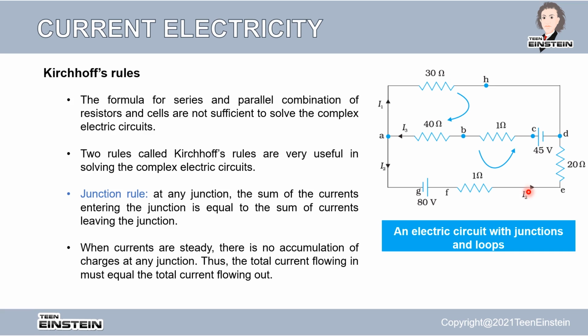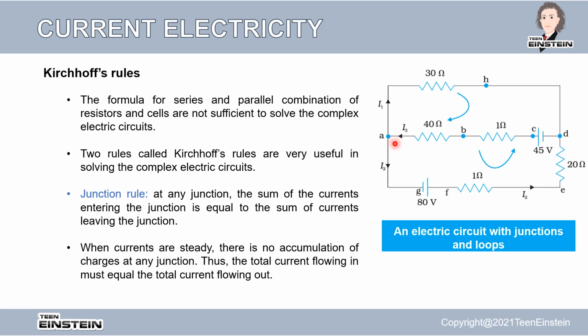The first rule is called the junction rule. At any junction, the sum of the currents entering the junction is equal to the sum of the currents leaving the junction. So what do we mean by junction? From this particular circuit, we can say A is a junction because there are many connections going from it. Just like a road junction where many roads meet at a point, we can call this a junction, and this a junction. So if you look at any junction, the sum of the currents entering the junction is equal to the sum of the currents leaving the junction.